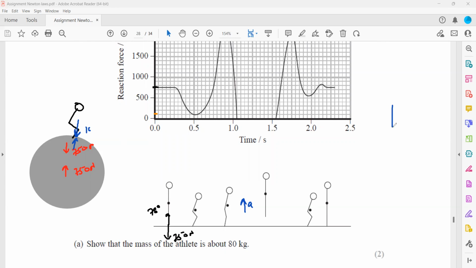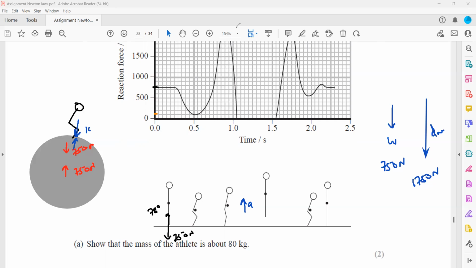So the total downward force is equal to the weight plus the extra force which the athlete applied. So 750 Newton was the weight plus the extra force which the athlete applied as he pushed the ground. So the total force is 2,500. So it's about 1,750 Newton, for example, he applies as a downward force. This is the force from the athlete.